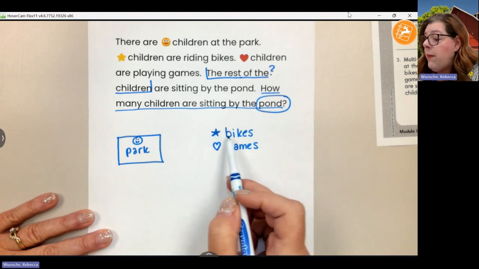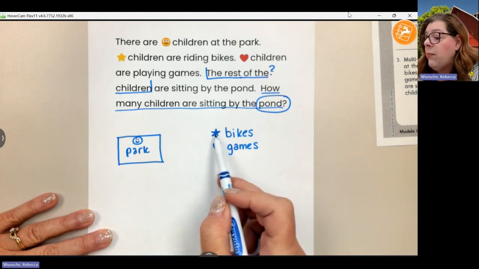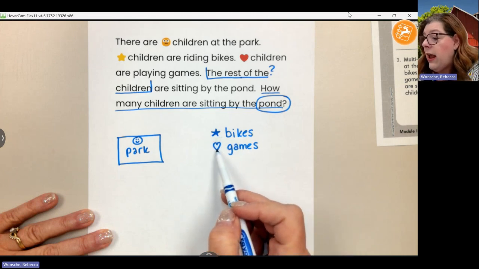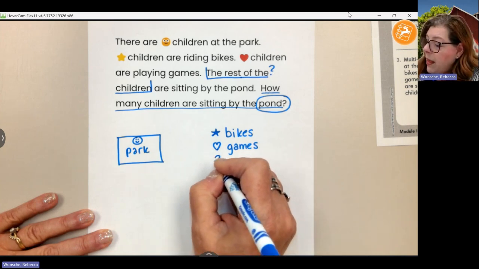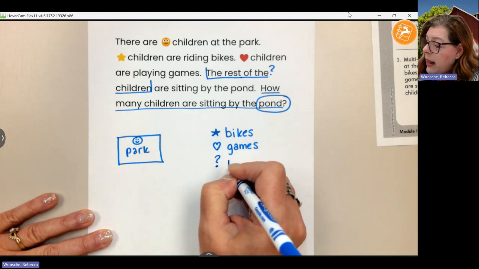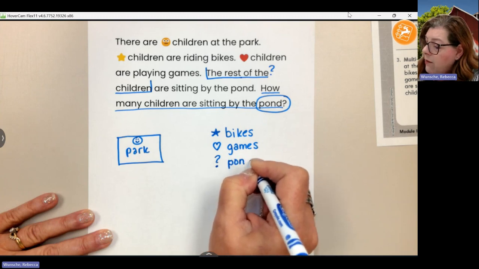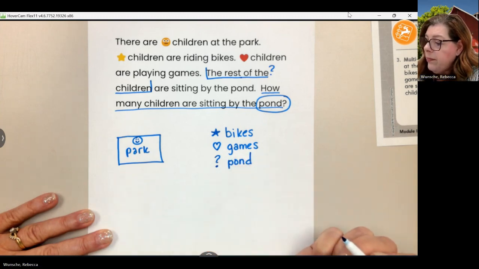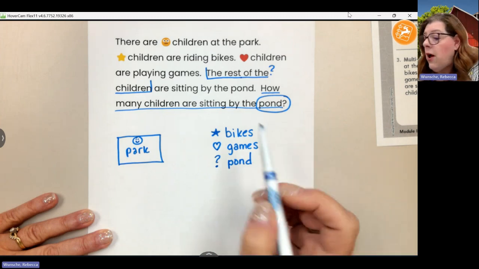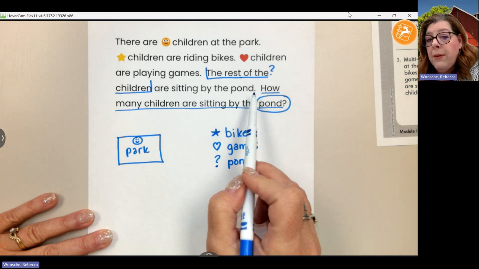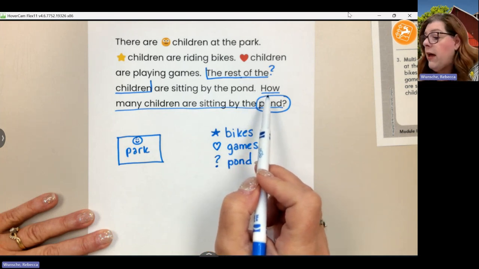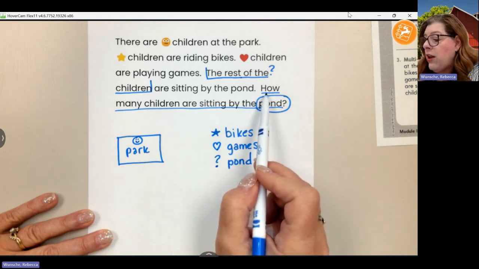I know there's a clue for bikes. There are star children riding their bikes. I know there's a clue for games because there are heart children playing games. But about the children by the pond, that's a question mark for me. So I'm going to put a question mark for the pond. All right, now I've done all my research about what is happening in this story problem, so I have come back again to my question.